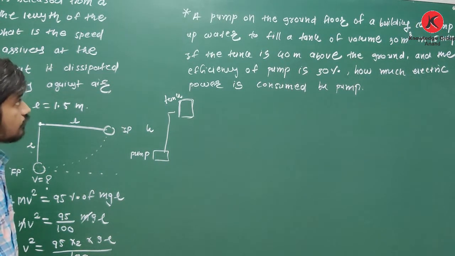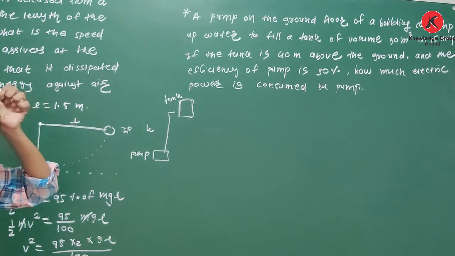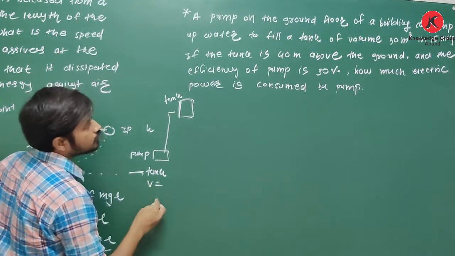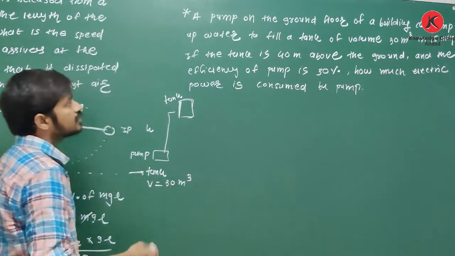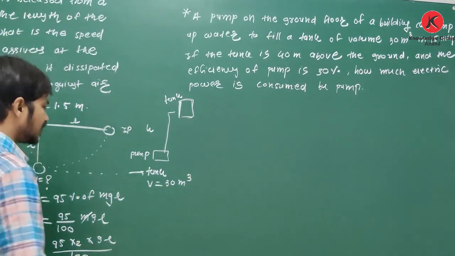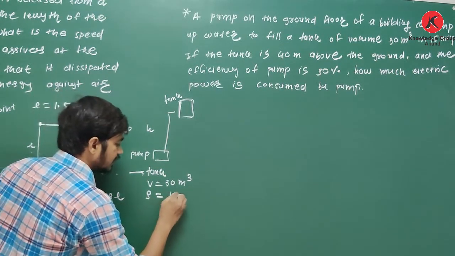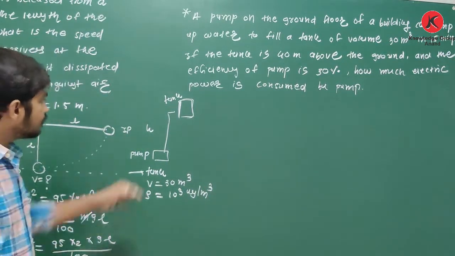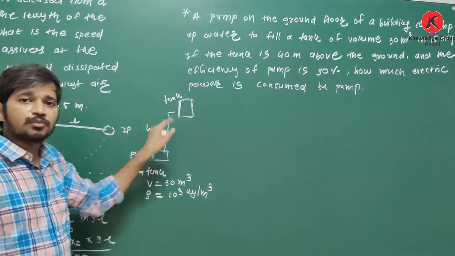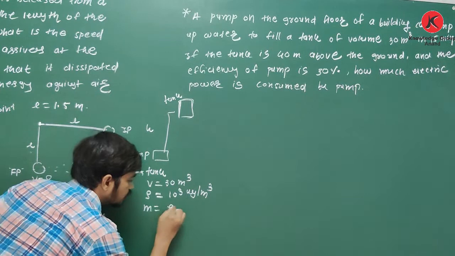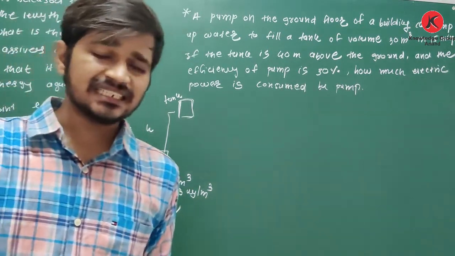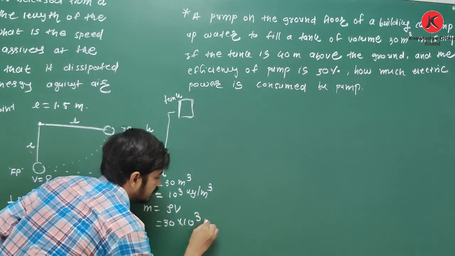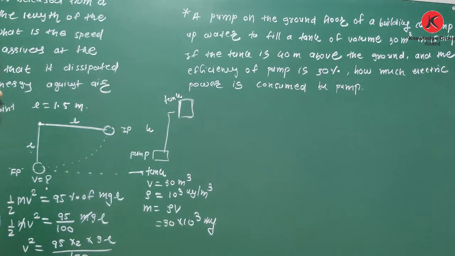See here how to write the data. A pump on the ground floor of a building can pump up water to fill a tank of volume V equal to 30 meter cube. In the tank we have to fill water. So what is the density of water? Density of water, rho, is equal to 10 raised to 3 kg per meter cube. If this tank is completely filled, then what is the mass of water? Just know the definition of density: density is equal to mass upon volume. So mass is equal to density into volume, so it is 30 into 10 raised to 3 kg. Clear about this?